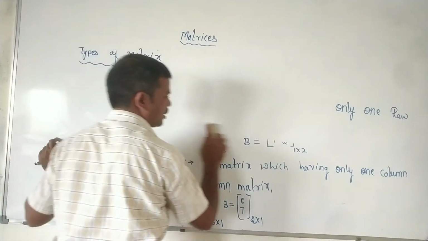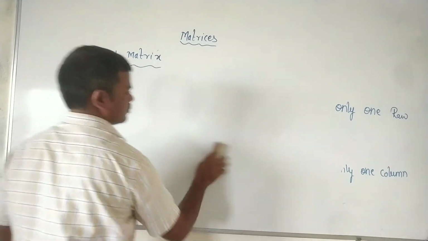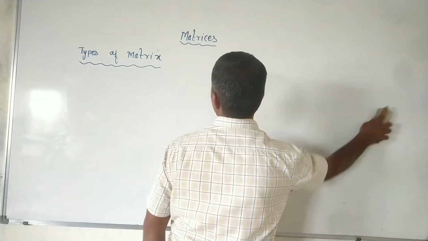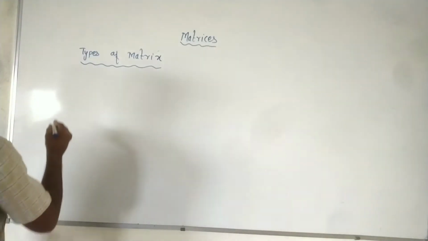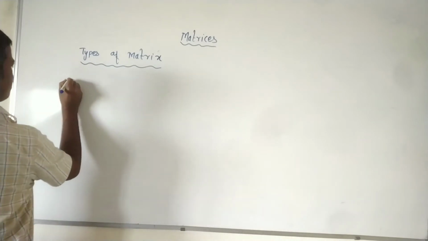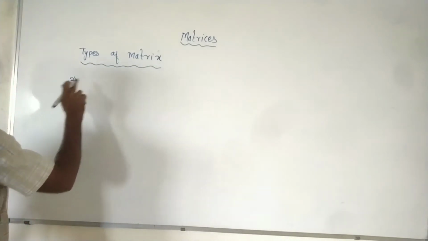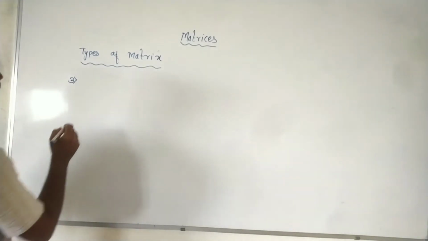So next is the square matrix. The third type of matrix which we are going to study. Next in model 3, zero matrix.